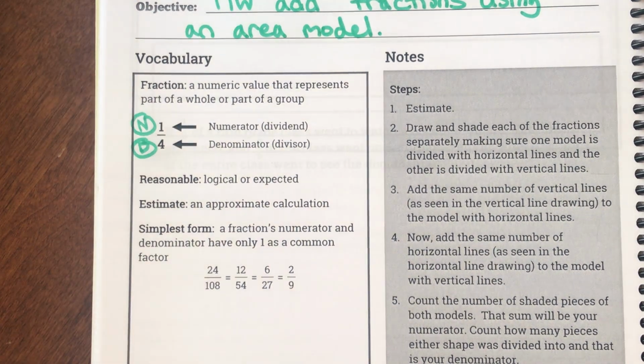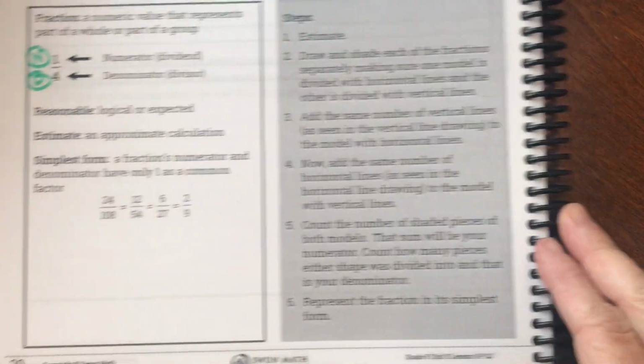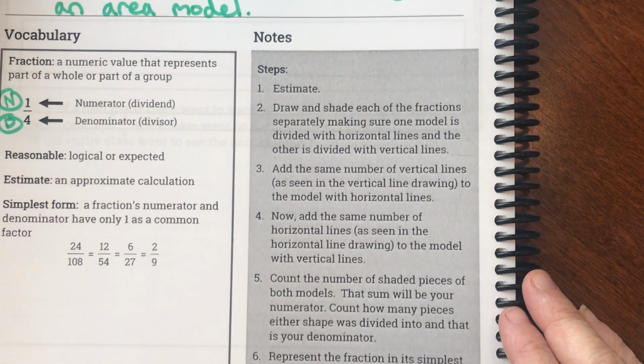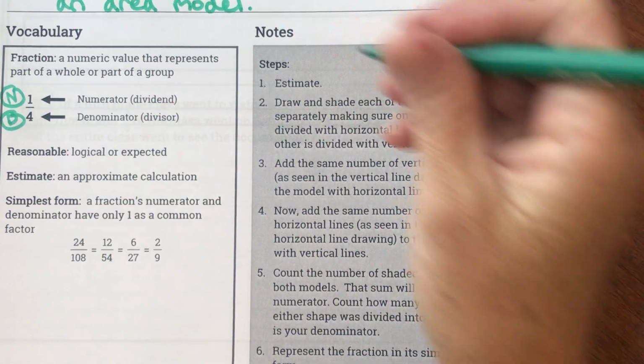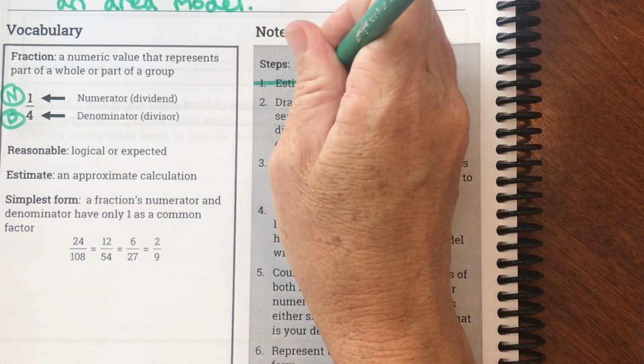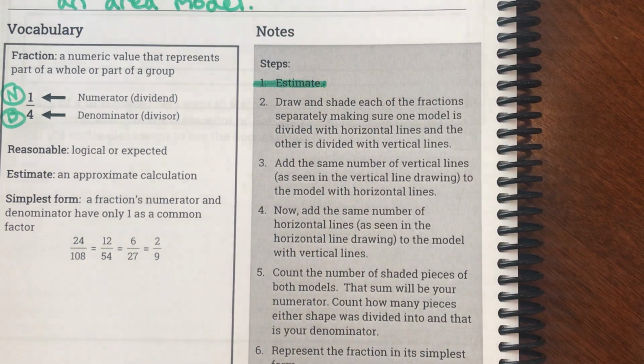Okay, our steps today look really long. Look at that. So we're going to go through them and shorten them a little bit. Step 1 is estimate. We're not going to estimate. We're not going to really do that step too much. I'm going to cross that off.